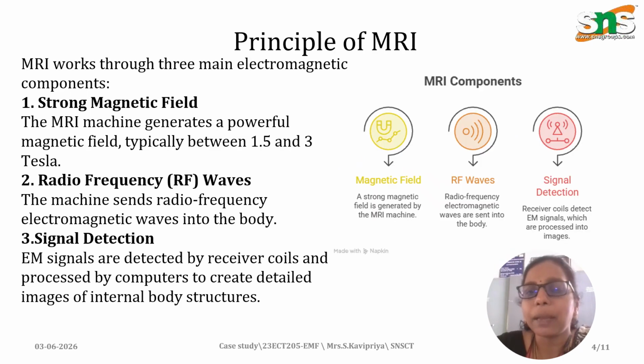So what is the principle behind this MRI? It works on three basic electromagnetic components. First one is a magnetic field. MRI generates a strong magnetic field in the range of 1.5 to 3 Tesla. Next one is a radio frequency wave, and the machine sends this radio frequency wave into the human body. Third, the electromagnetic waves are detected by the receiver coils and processed by the computer to provide detailed images which can be used for identifying the diseases.